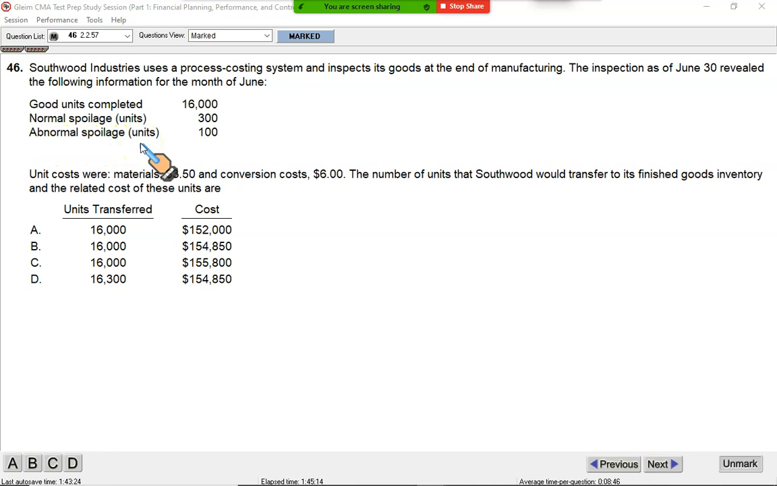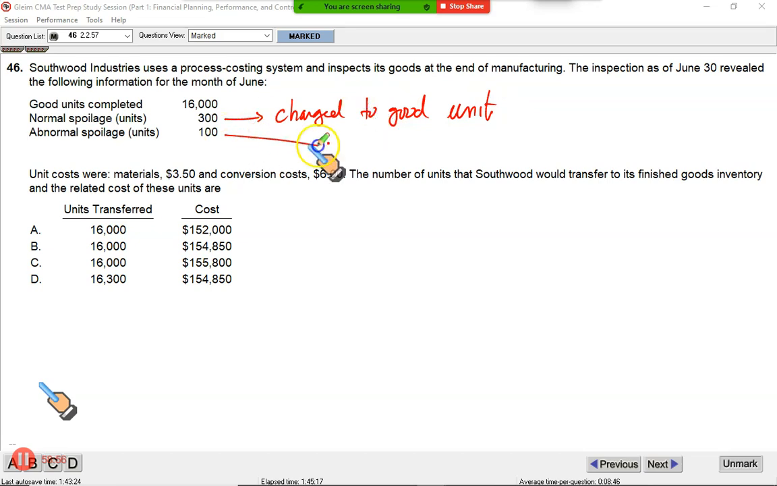Bad for the company. Now, what we have just discussed is that for these 300 units, we do nothing with them. This cost is kept within the good units, or charged to good units. But this abnormal spoilage is separated and charged as a loss. That's what we do.